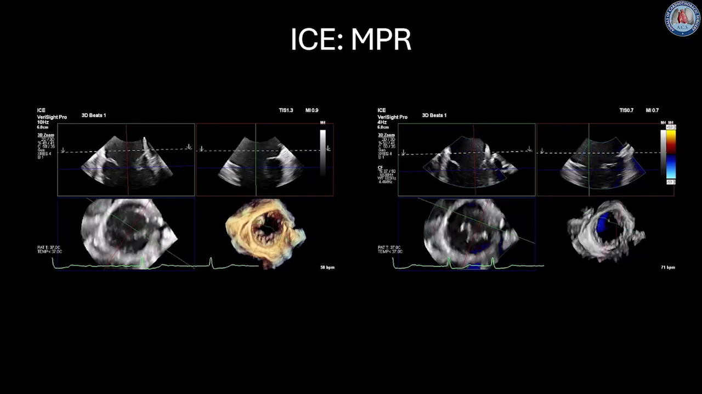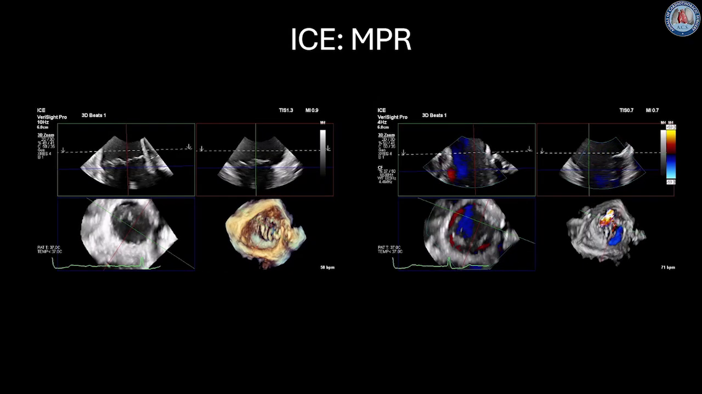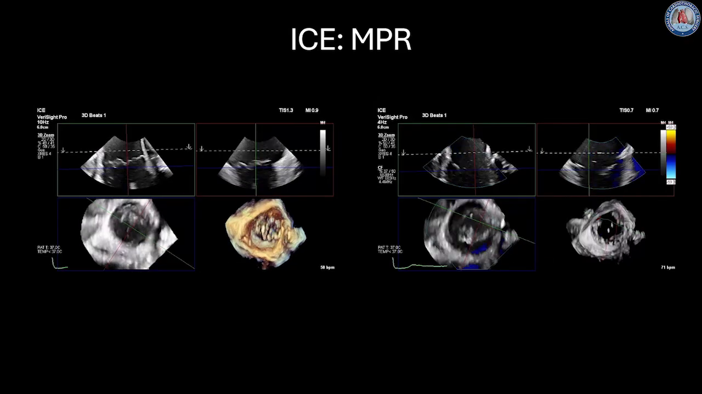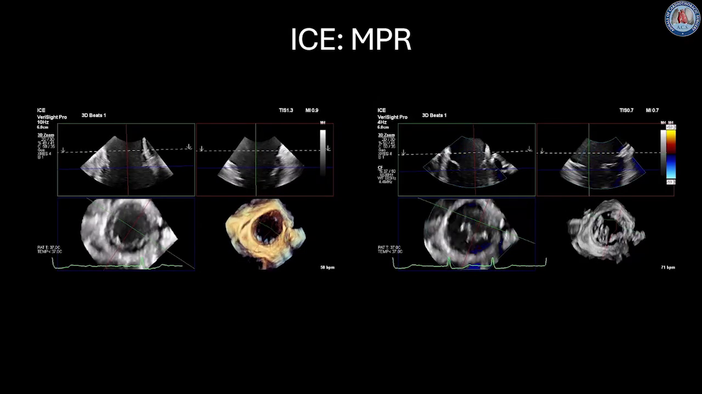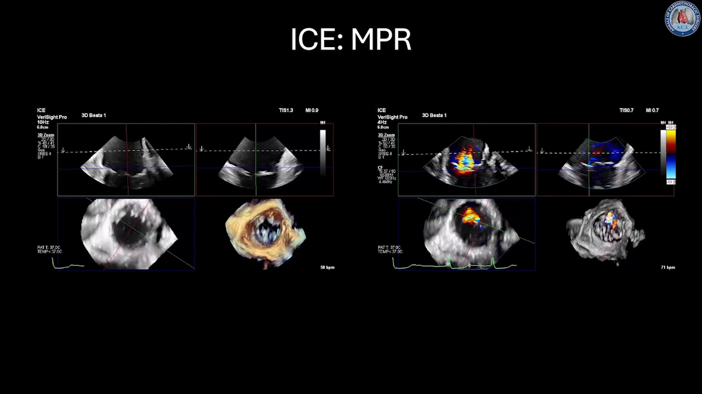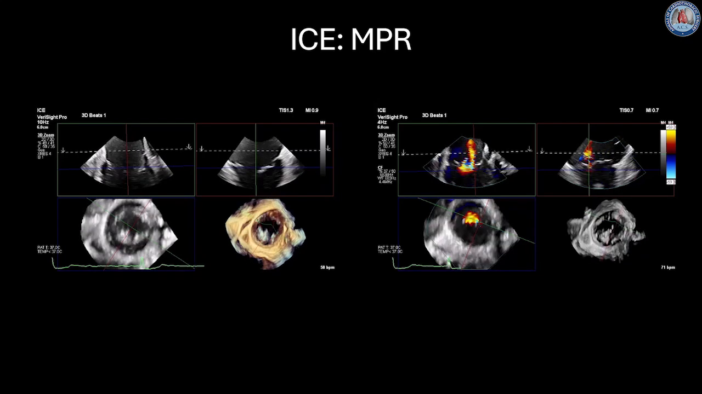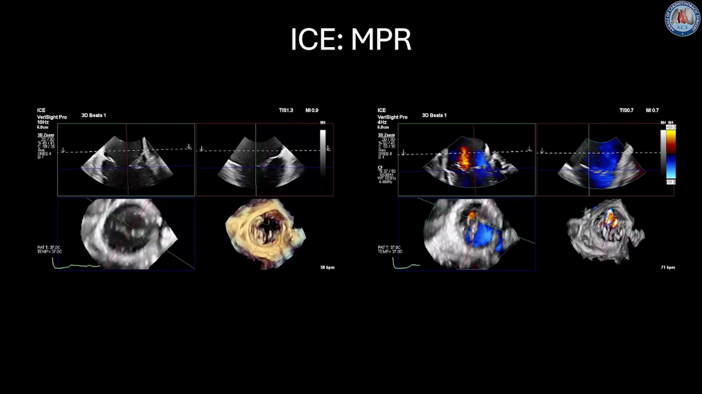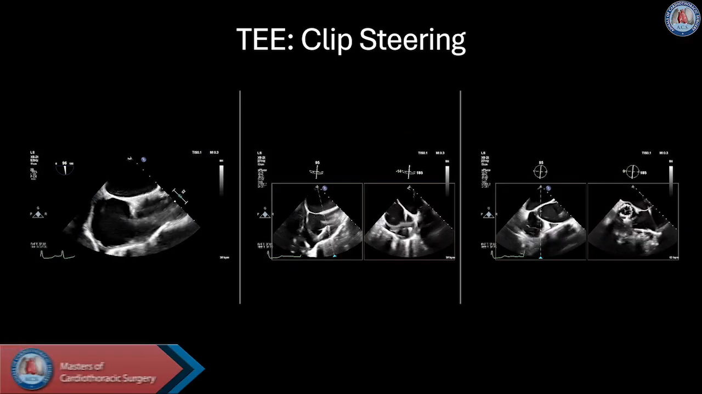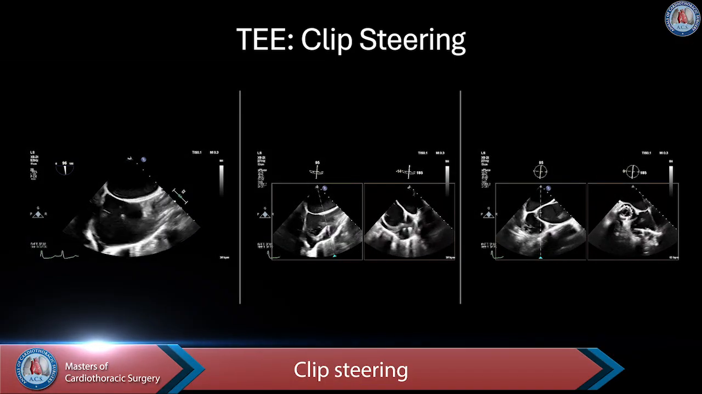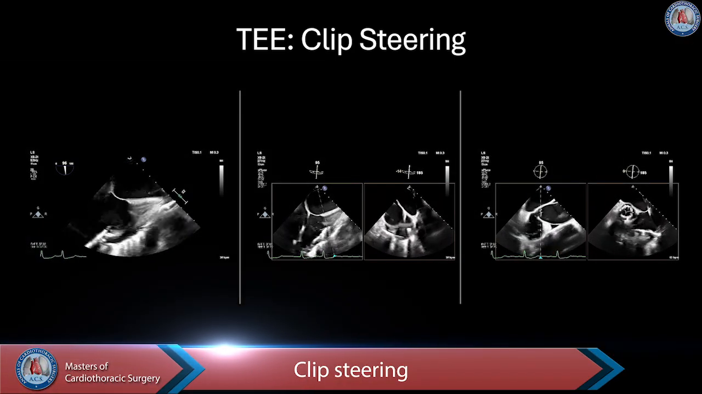Although some degradation of the image quality was noted with 3D ICE NPR color Doppler, the predominant origin of the tricuspid regurgitation was still clearly identified at the P2S coaptation plane. The steerable guide catheter was then advanced into the RA under a bicaval view.